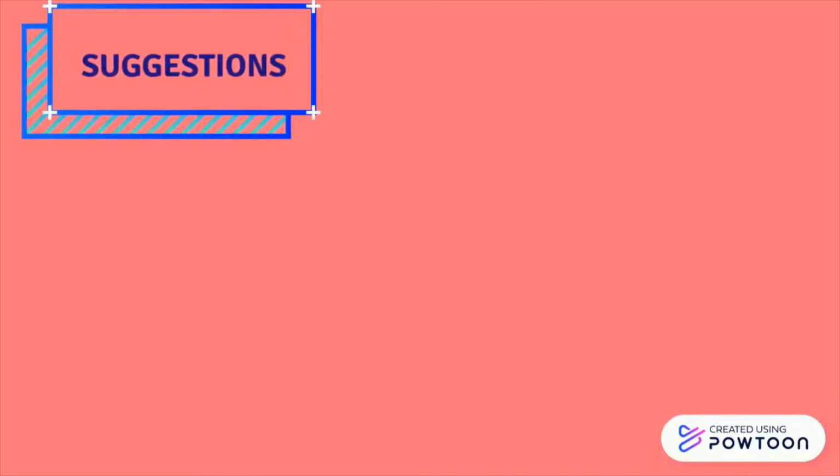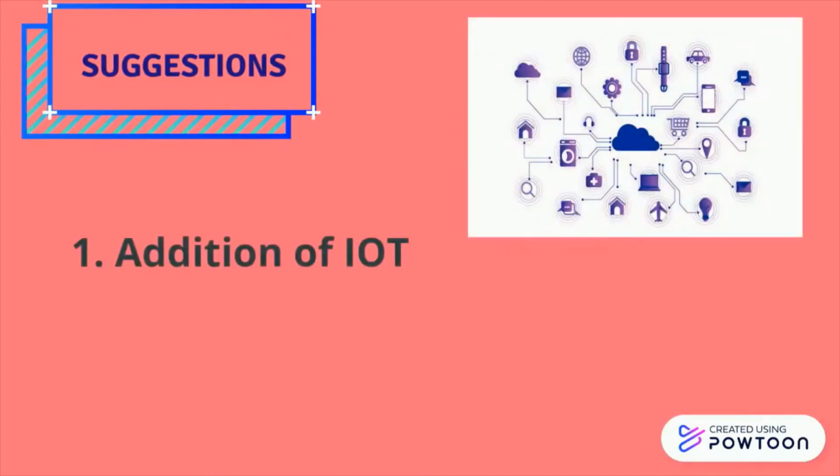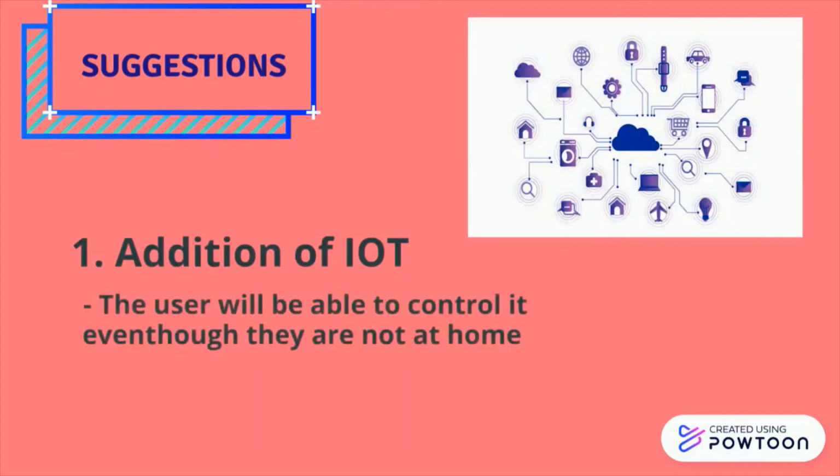After completing the project, a few suggestions have been made in order to improve its overall performance. First is the addition of IoT. With the addition of IoT, the user will be able to control the machine even though they are not at home, as long as they have a Wi-Fi connection with them.